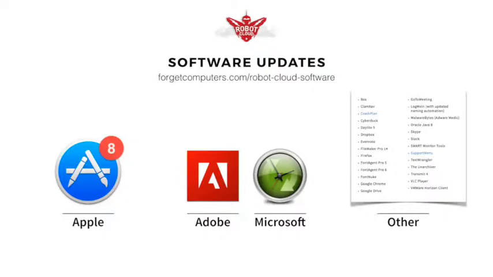To check out the full list of others, you can go to that URL there at the top, forgetcomputers.com/robot-cloud-software, and you'll see a list of currently patched and installed software if you need it installed. And if we're missing anything from that list, please let us know so we can investigate adding it.